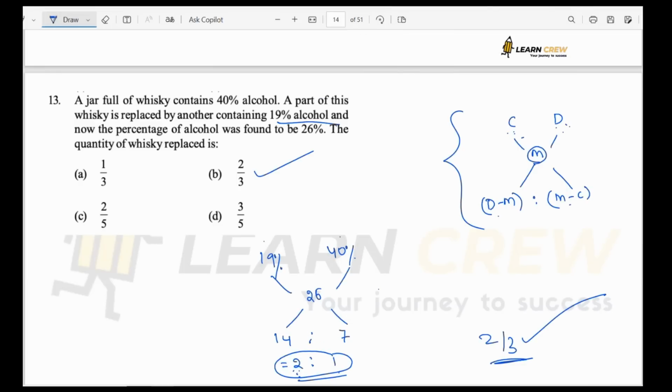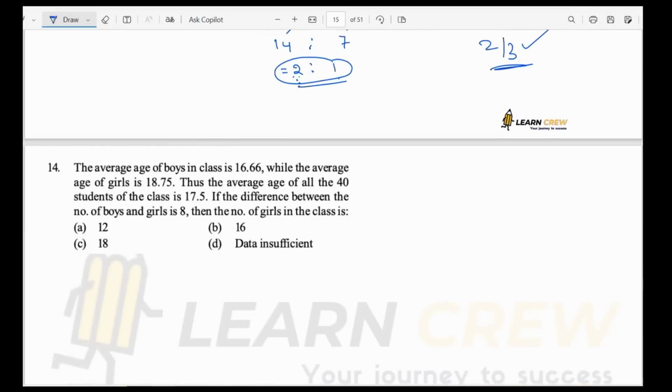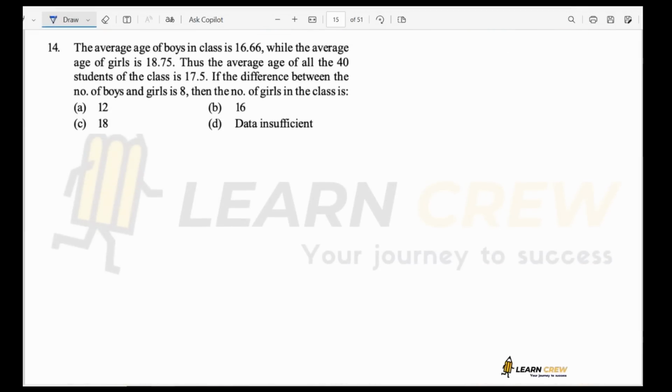Right. Now do answer the next one. Question number 14. The average age of boys in the class is 16.66, while the average age of girls is 18.75. Thus, the average of all the 40 students in the class is 17.5. If the difference between number of boys and girls is 8, then find number of girls. Please find the answer.